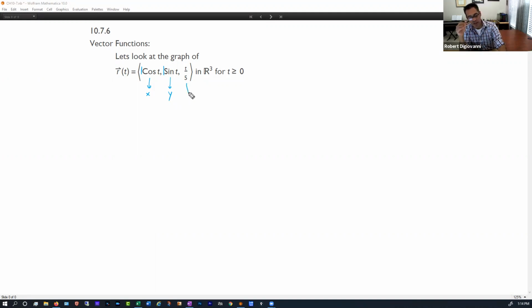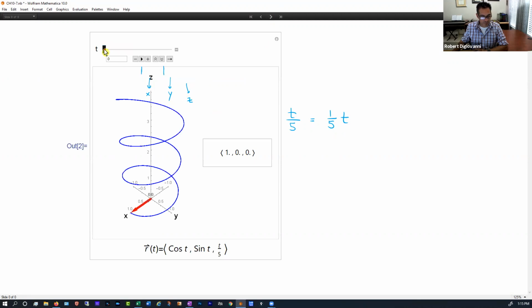However, the z is changing, right? It's not held constant. So since the z is changing, we have to look at what it is. It's t over 5, which you could look at as 1/5 t. So as t grows, this thing grows, and it's linear, right? That's a linear function. So it's like you're trying to draw a circle in the xy plane, but as you draw, you start moving down the z-axis, or I should say up the z-axis. And so that's why this looks like this.